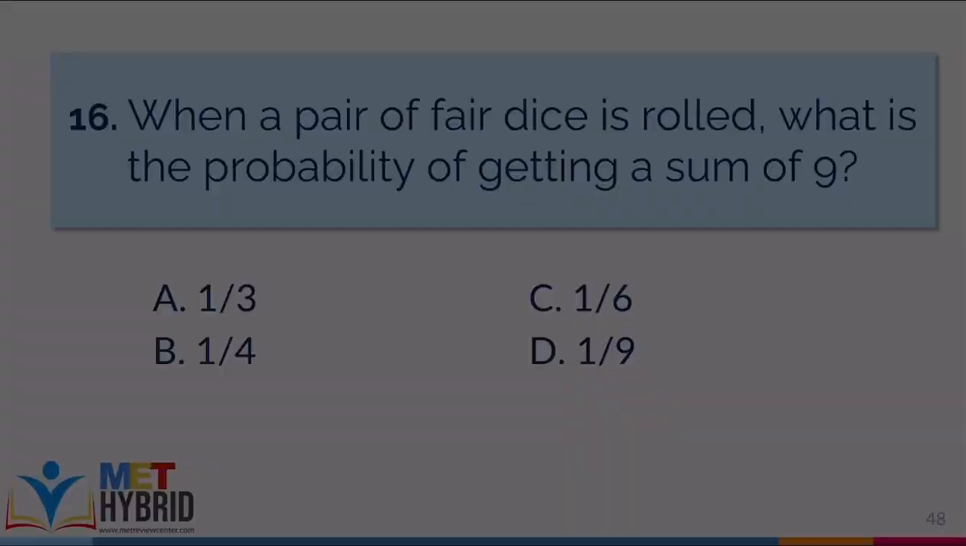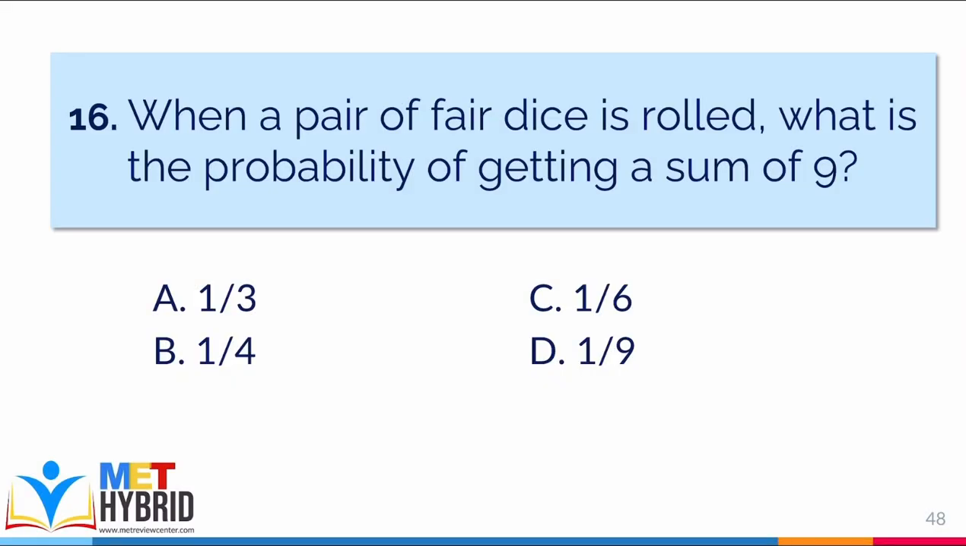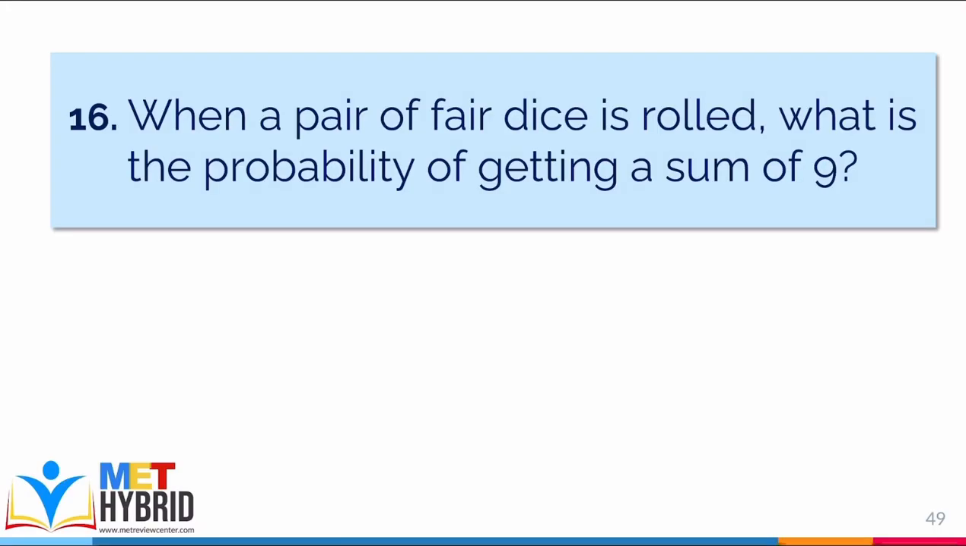Question number 16. When a pair of fair dice is rolled, what is the probability of getting a sum of 9? First, we have to realize that there are 6 possible outcomes for each die. Therefore, rolling 2 dice will result to 36 possibilities.